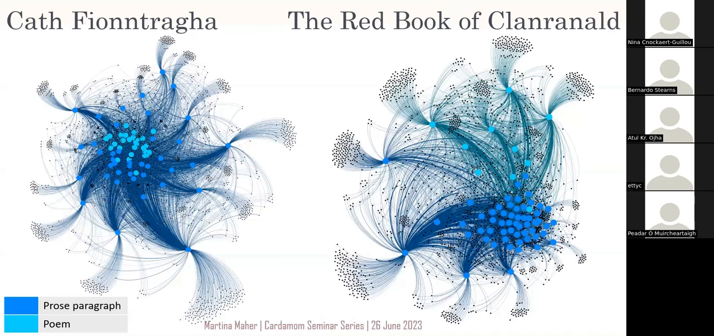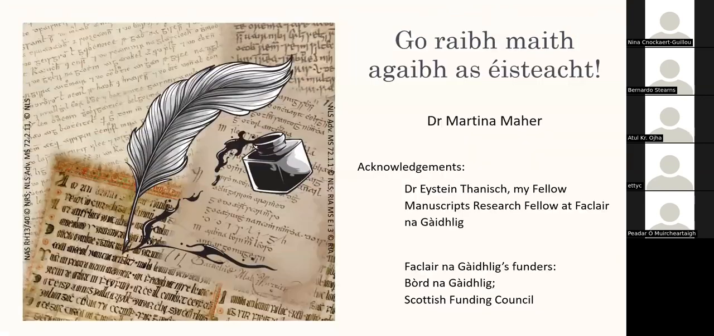So hopefully these graphs, along with everything else I have been telling you, have given you some idea of the character of the corpus that we created for Faclair na Gaeilge, and the kind of insights that can be gained, or potentially be gained, from different types of analysis into this data and different things that can be done with it.